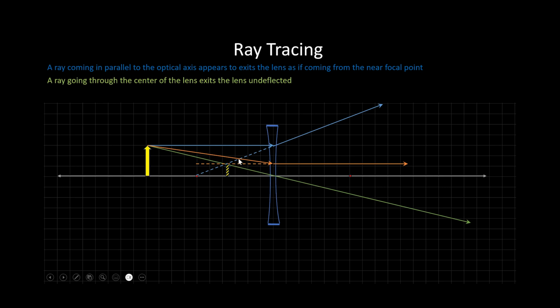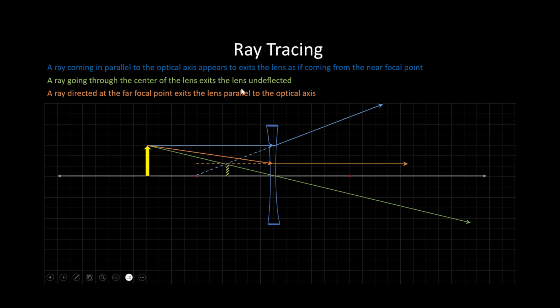The ray going through the center will continue. This is the same as for the converging lens. But now the orange line, a ray directed at the far focal point, so it's as if it's coming through the far focal point, emerges parallel. Okay?